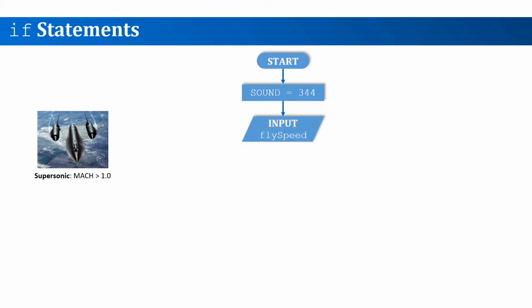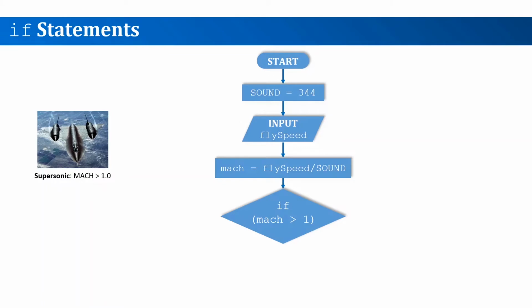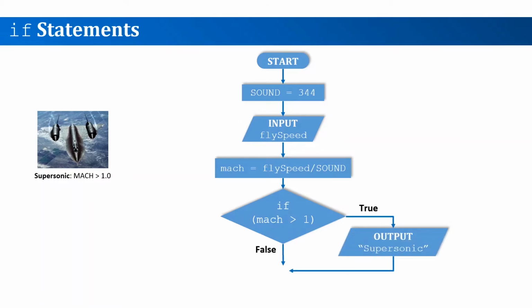Input the flight speed of the aircraft from the user, calculate its Mach number by dividing the input by the constant SOUND, and ask if the Mach number is greater than 1. If yes, then I will print supersonic. If not, then I don't do anything. Rejoin the two flows and stop. So how do we write the code for this?